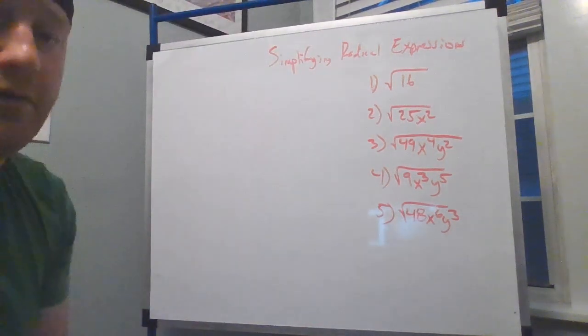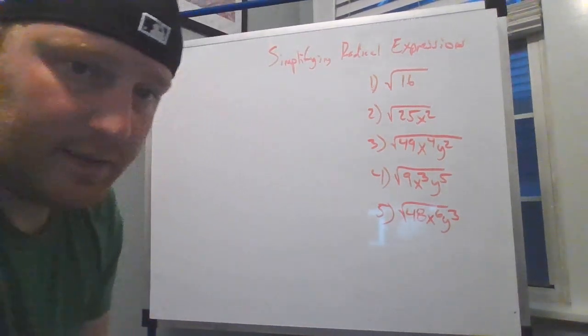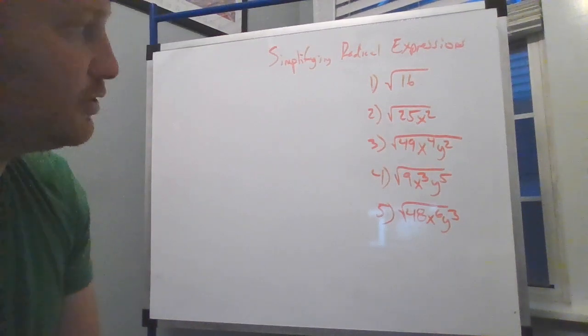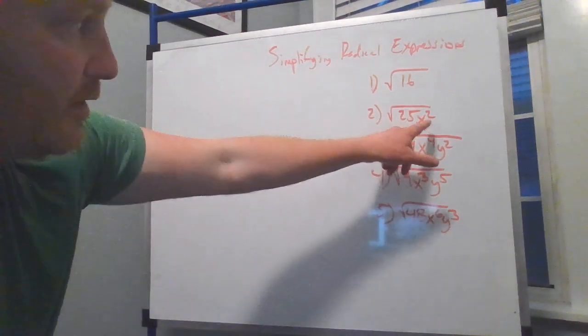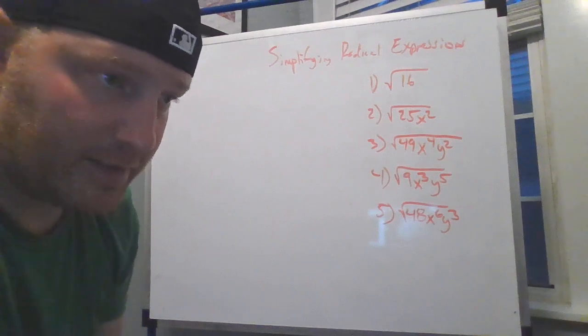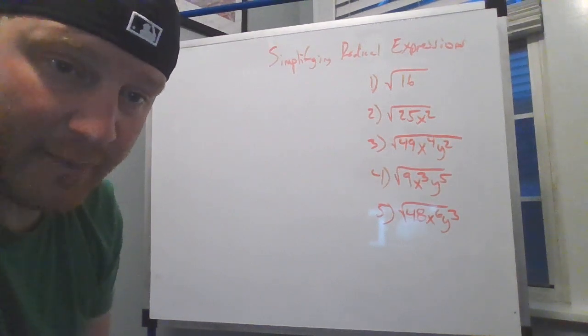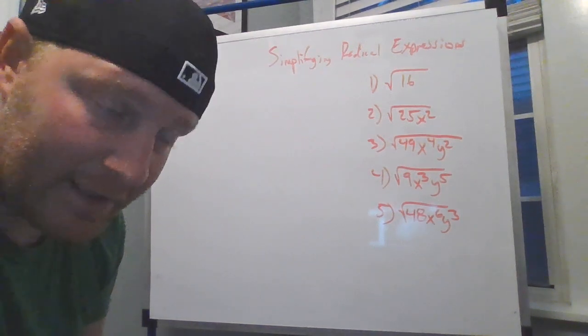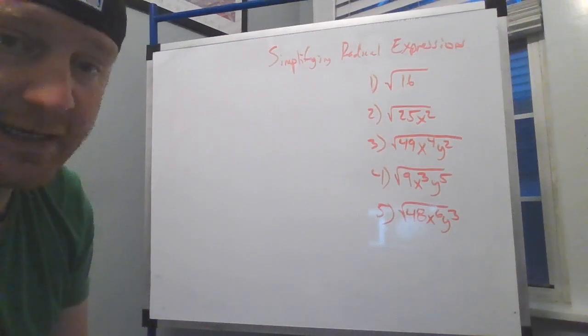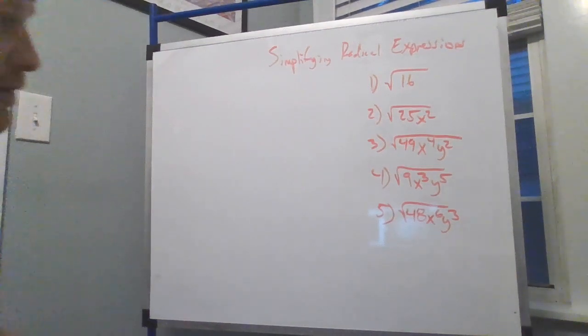Good morning. All right, we're going to do a couple things today. We're going to work on simplifying more radical expressions when you've got exponents under the radical. And then I'm going to go into multiplying using the distributive property, as well as dividing fractions. So we're going to do a lot in this video. First things first, very basic.